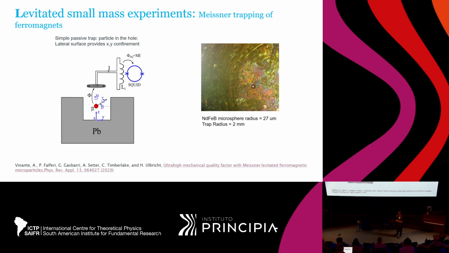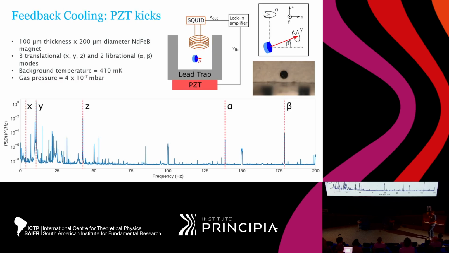And we can do this with particles as small as some 10 micrometers in radius. So these are neodymium magnets, the same kind of super strong magnets which you know from your fridge, and they look like this, nice and spherical. So okay, this is the system which we want to use to probe gravity.